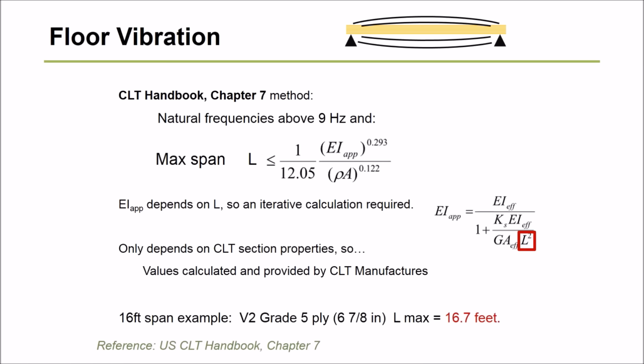So for example, if we go back to our 16-foot example that we've gone through, our V2 grade 5-ply CLT, which is 6 and 7/8 inches thick, the L max for this recommended limit is 16.7 feet. Fantastic. Our 16-foot span is less than this L max. We're good. We had ample capacity for strength checks, and we had an L over 1,000 approximately for our deflection checks, but really this floor vibration criteria for occupant comfort is what governed that span. The recommended max of the CLT handbook is 16.7 feet, and our span was 16 feet, so we're good to go.